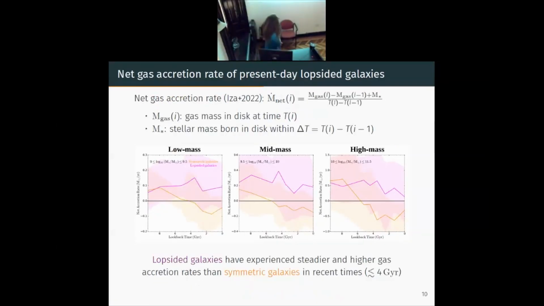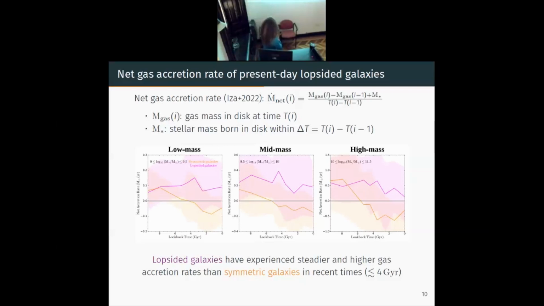Here we also look at the net gas accretion rate onto the disk of our galaxies, quantifying it using this expression, which is defined as the gas mass in the disk at a given snapshot minus the gas mass in the disk at the previous snapshot, plus the stellar mass that was formed in the disk during the given time interval.